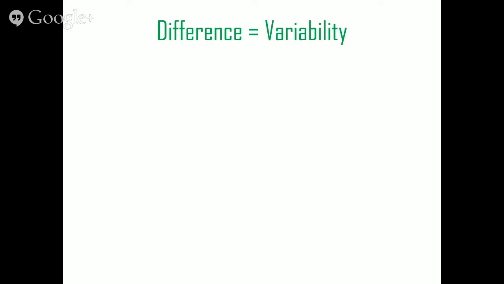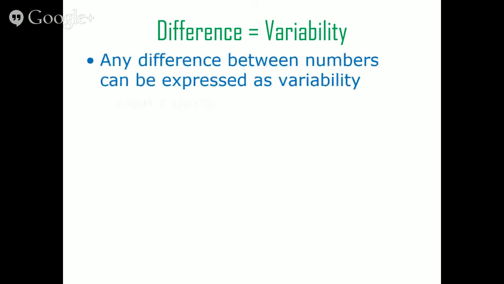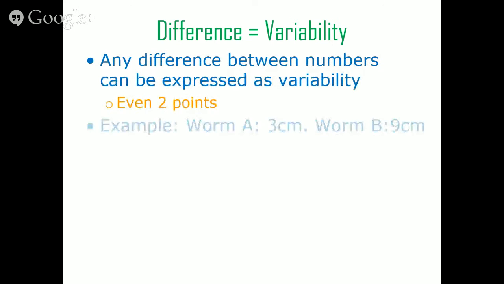So to shift your mind into what you need to understand the analysis of variance, shockingly, it's about variance and variability, because it's right there in the name, right? So think about differences between any numbers as being variability. Any difference can be expressed as variability, even if there are only two numbers.